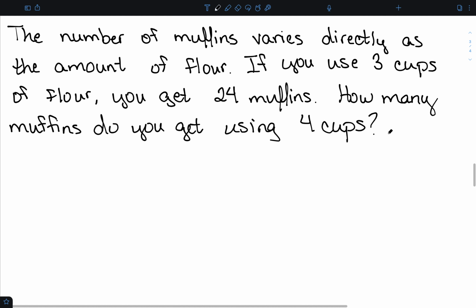The number of muffins varies directly as the amount of flour. If you use 3 cups of flour, you get 24 muffins. So how many muffins do you get using 4 cups?